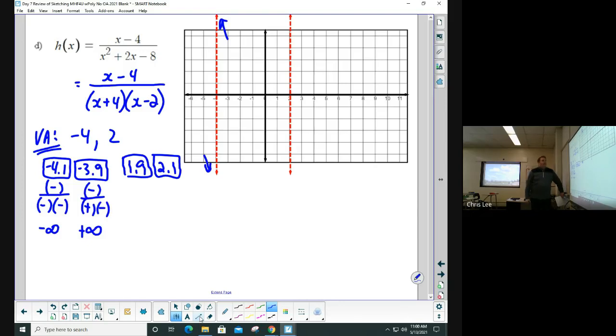1.9 minus 4 is going to go negative. Plus 4 is going to go positive. Minus 2, 1.9 minus 2 is going to be negative. So the bottom will be negative. Negative divided by a negative is positive.